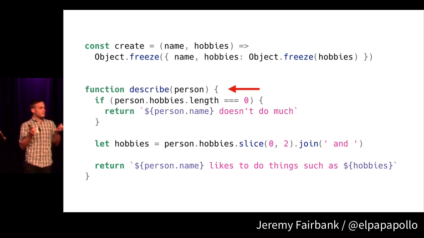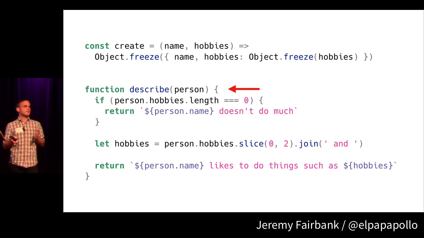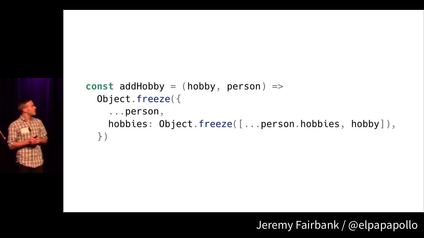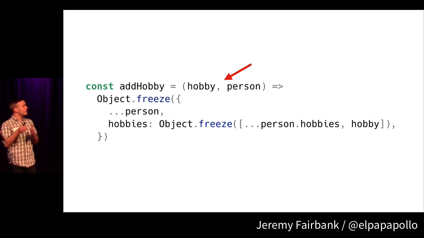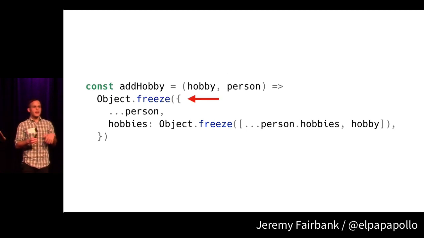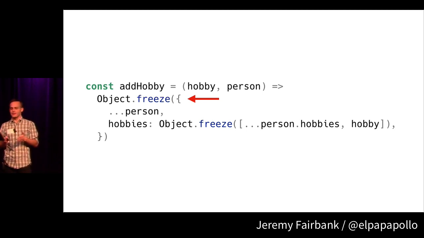Next, we can have our describe function. It just takes this person object, and it does the same thing that we did with our person method on the class earlier. So nothing too new or strange there. But now we can add on this addHobby function. It'll take a new hobby, and it'll take the person object, and we can't change state, we always want to create new state. So we'll just create a new object. We'll call Object.freeze again to make sure it can't change.